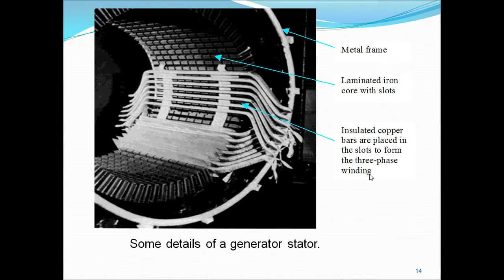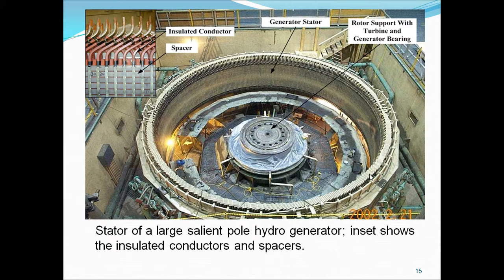It shows a very beautiful picture. It's showing everything: stator frame, stator poles, winding, everything. Here is the stator of a large salient pole machine. Where is it used? It is used in a hydro generator. Here you can see the insulated conductors, spaces, generator stator, and the rotor. This one is the rotor supporting part, the shaft. This whole big part is the stator, a very big motor.